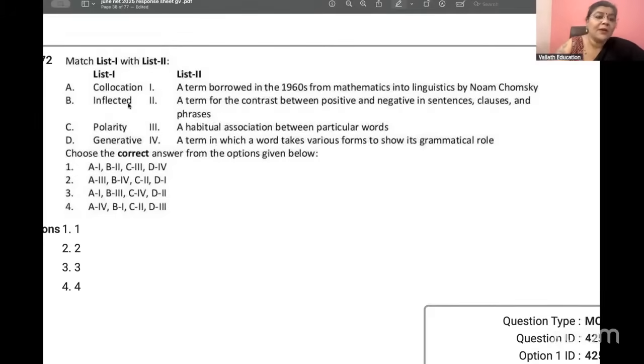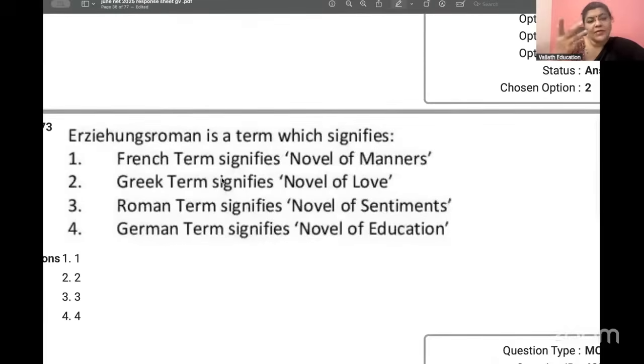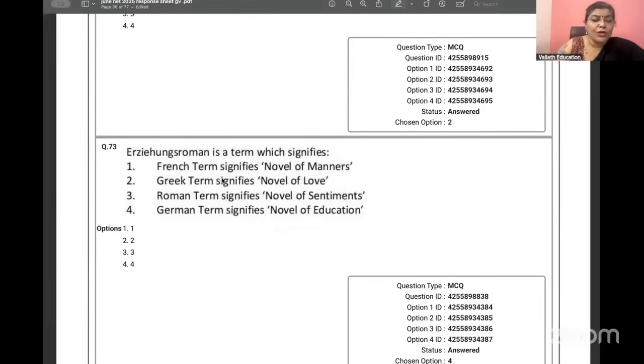I'm not remembering. Inflection, everybody should know. The word itself changes. I have taught this several times. Generative, you should know. It is borrowed from mathematics into linguistics by Noam Chomsky. Transformational generative grammar. So that also you can get. It is not difficult. Now, Erziehungsroman. If you don't know, it's because you have not studied.